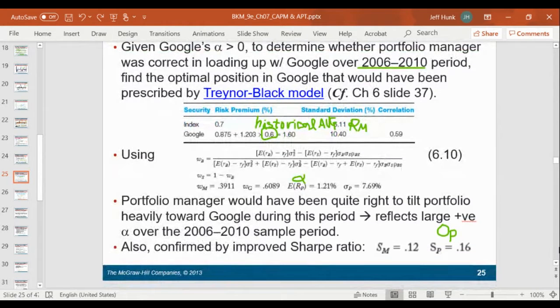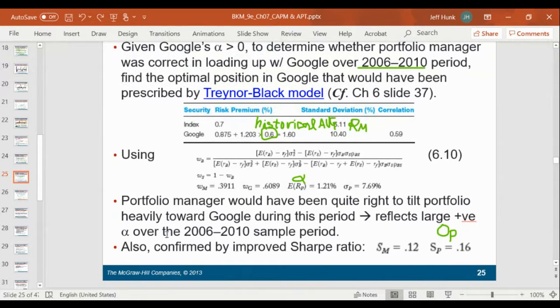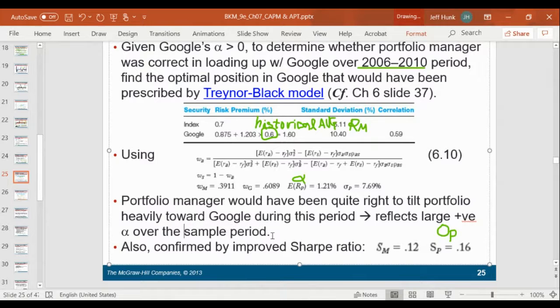So then, what about the period beyond this 2006-2010 period? I think probably it's redundant during the sample period; this would be enough.